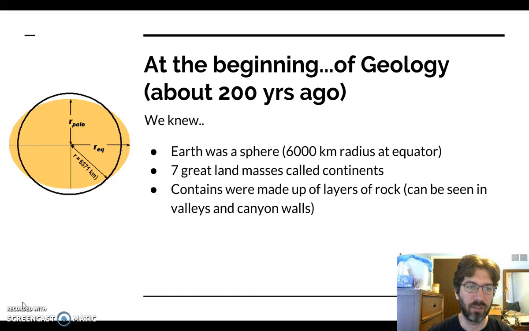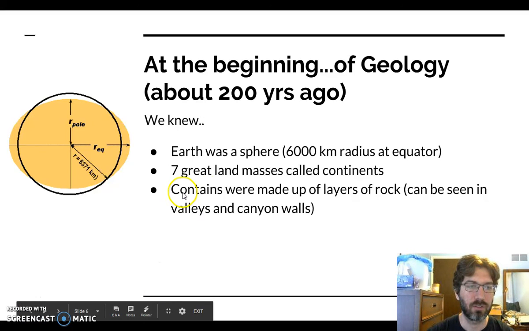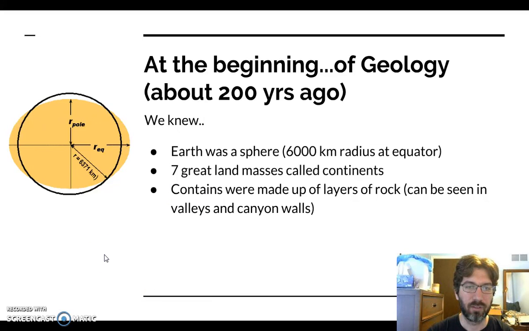And the continent in the, that's a typo there. It should be the word continents. Continents were made up of layers of rock, so the continents contain these layers of rock. You can see them through valleys and canyon walls.